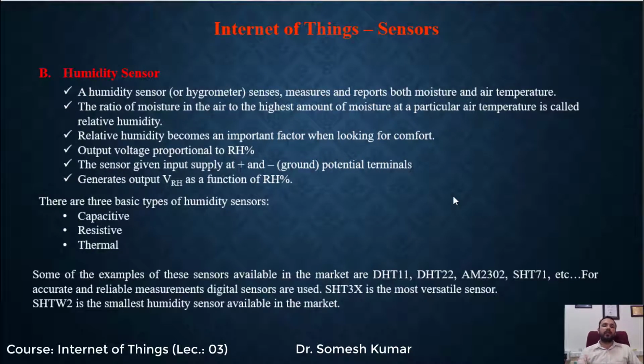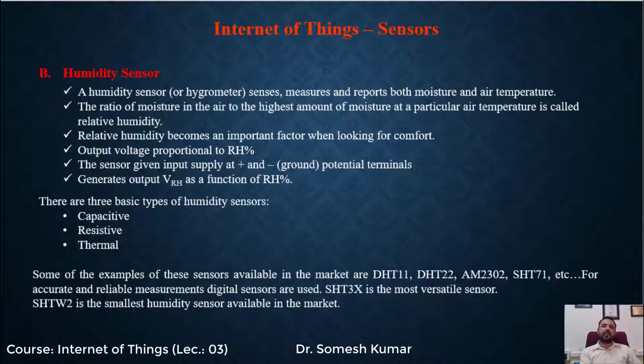So next one is the humidity sensor. Basically a humidity sensor measures the humidity present in the environment. Fine. Humidity means the moisture. The ratio of moisture in the air to the highest amount of moisture at a particular air temperature is called the relative humidity. So all humidity sensors measure the relative humidity. So each humidity sensor gives the output in the form of relative humidity percentage.